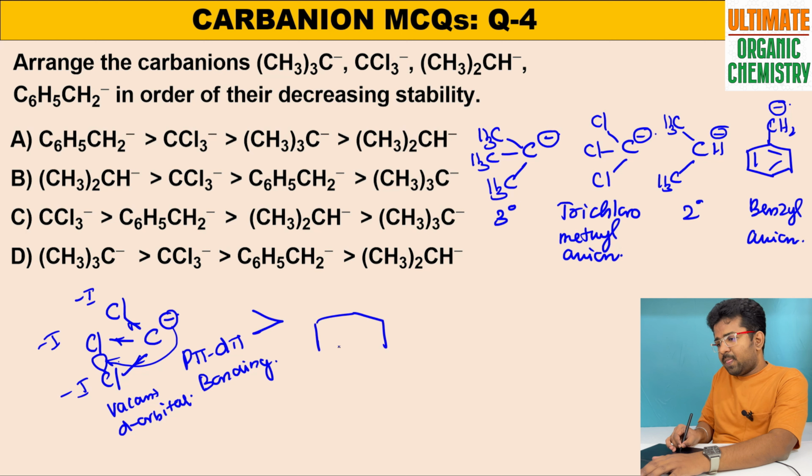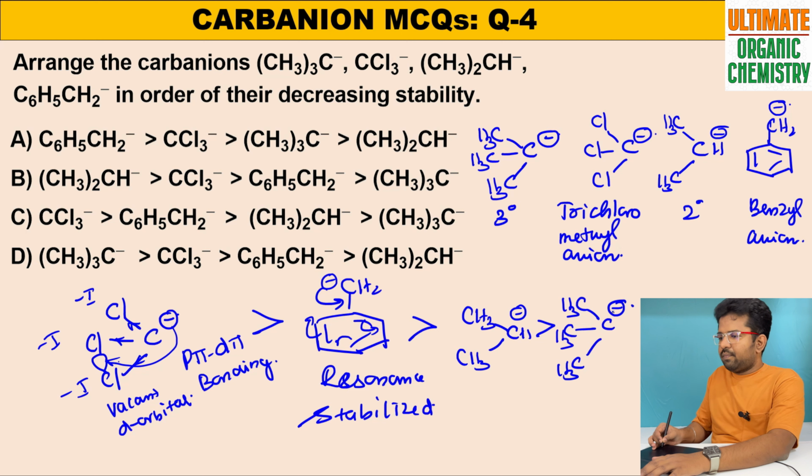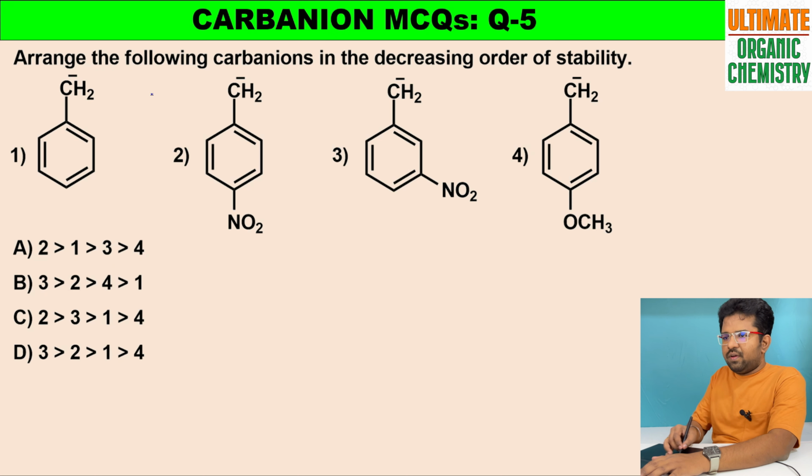Followed by you have benzyl anion, which is stabilized by only resonance effect. Next you have secondary carbanion. And the least would be tertiary carbanion. So the right answer is option C. Question number 5. Arrange the following carbanions in the decreasing order of stability.